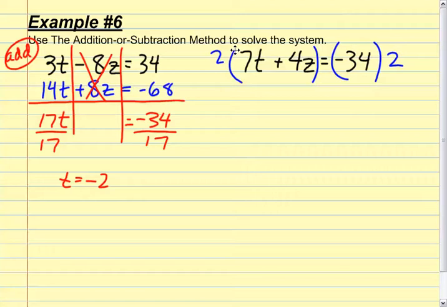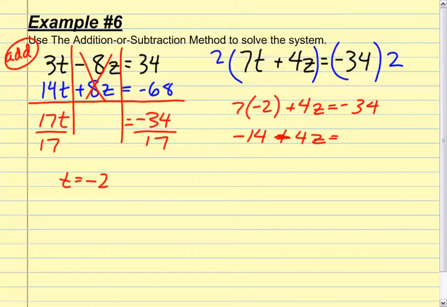Now that I know that t equals negative 2, what should I do with that? Plug it into the next equation. Okay, so you want me to plug it in over here? So I'm going to get 7 times negative 2 plus 4z is equal to negative 34. All right, nice. Where do I go from there? So then it's negative 14 plus 4z equals negative 34. Nice.